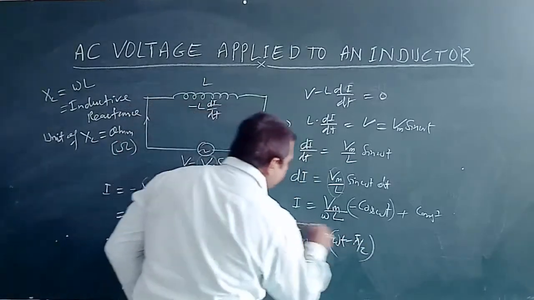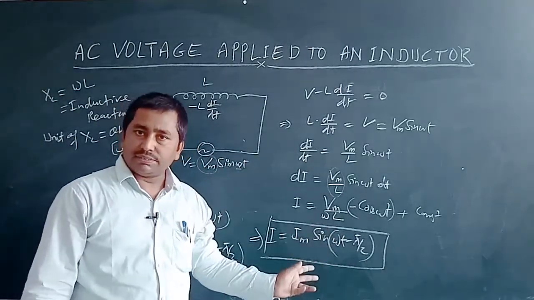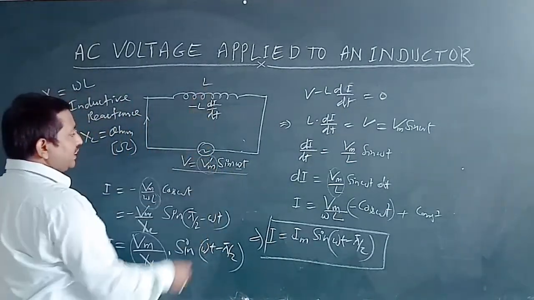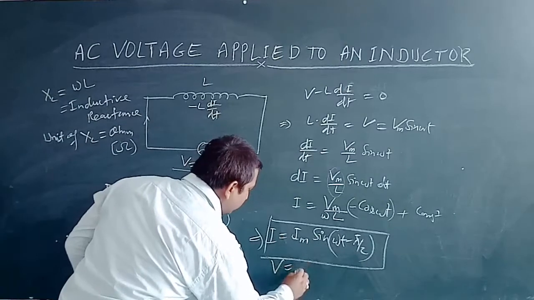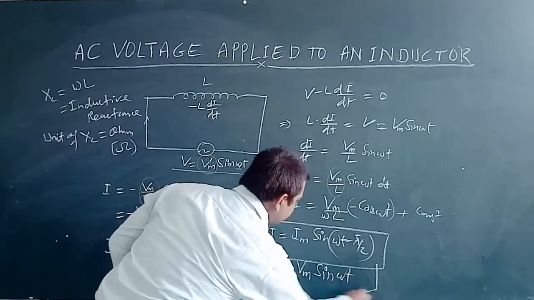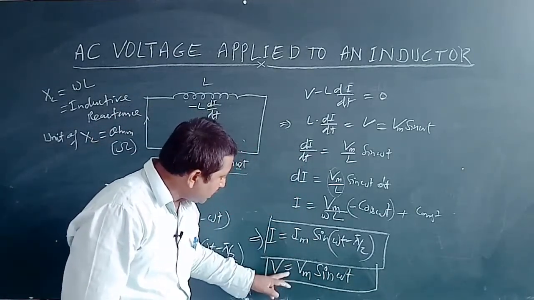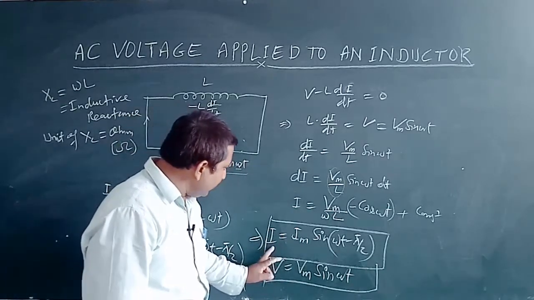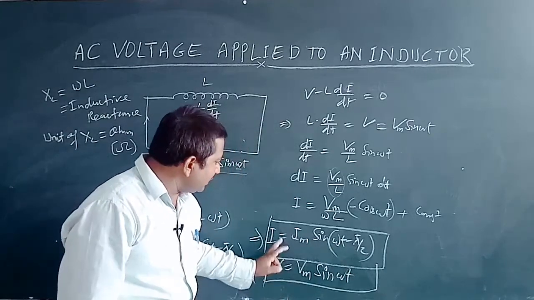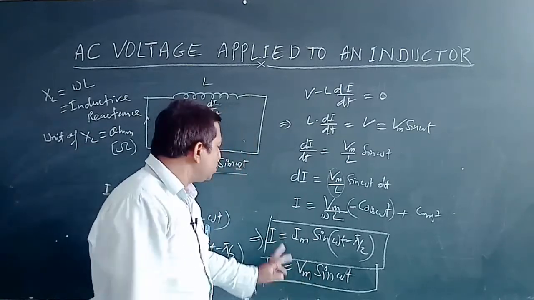So this is the equation of the time varying current, and the potential we applied across the inductor is the time varying potential V equal to Vm sine omega t. Looking at these two equations, we find that the current is 90 degrees out of phase with the potential, and the current is lagging behind the voltage. It means the voltage is leading the current.